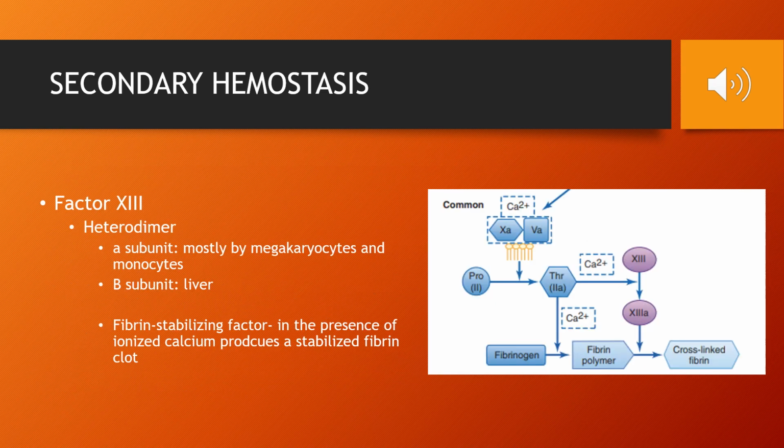Thrombin also activates factor 13. This is a heterodimer whose alpha subunit is produced mostly by megakaryocytes and monocytes, and whose beta subunit is produced in the liver. So factor 13A covalently cross-links fibrin polymers to form a stable insoluble fibrin clot.